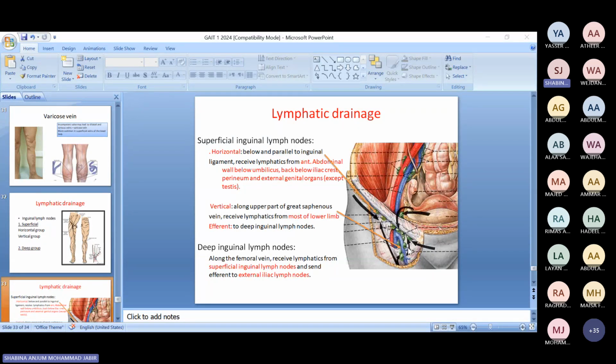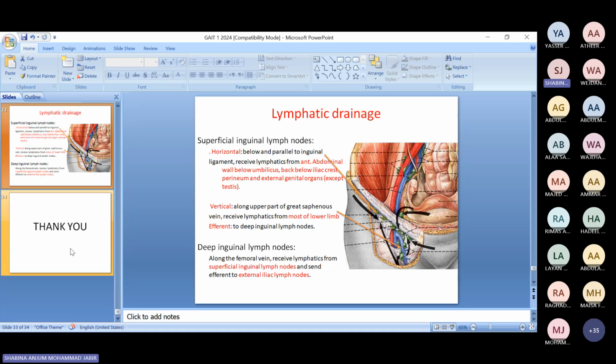What about the vertical? So this one is the vertical group, which is along the upper part of the great saphenous vein. And this is the group which is responsible to get the lymph from most of the lower limb. Okay, the vertical group. If they ask which group, you have to tell it is the vertical group from the superficial inguinal lymph nodes. Finally, all this lymph will go to the deep, and deep will go finally to the external iliac lymph nodes. Okay, so this is about our arteries, veins, and lymph nodes.